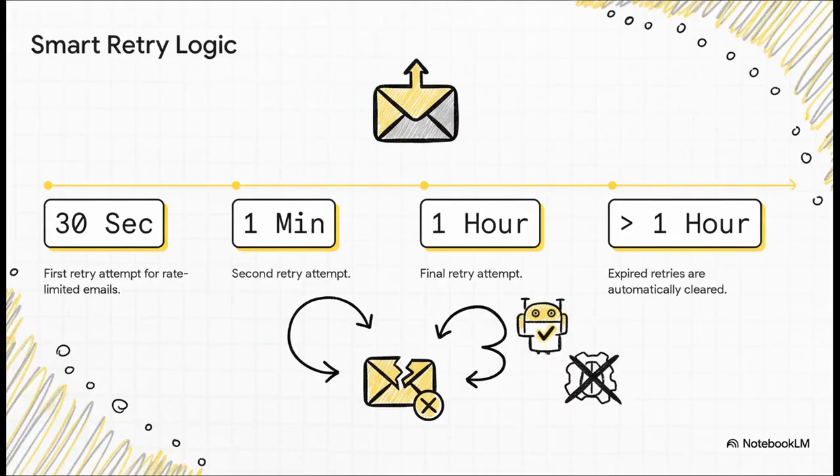And here is that smart solution. Instead of just giving up, the system automatically schedules a series of retries. It'll try again after 30 seconds, then again after a minute, and it'll give it one final shot after an hour. Only if it still fails after all that does it mark the email as a permanent failure. This is automated, intelligent error handling at its best.